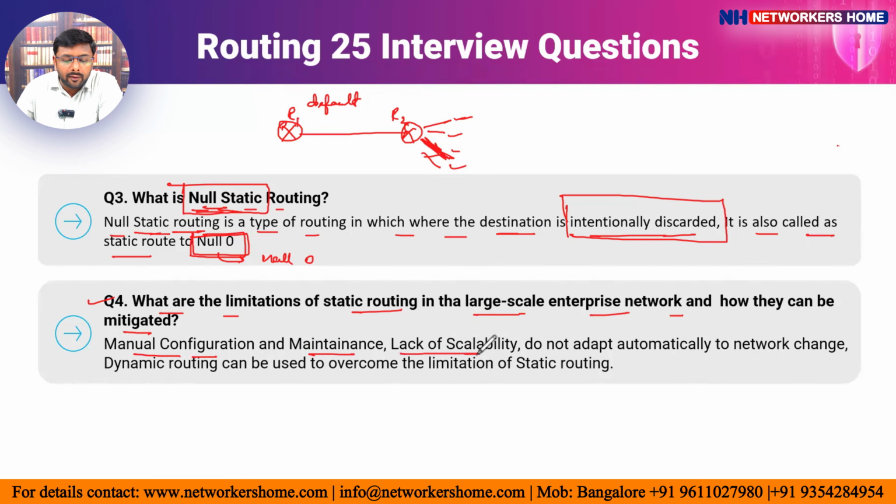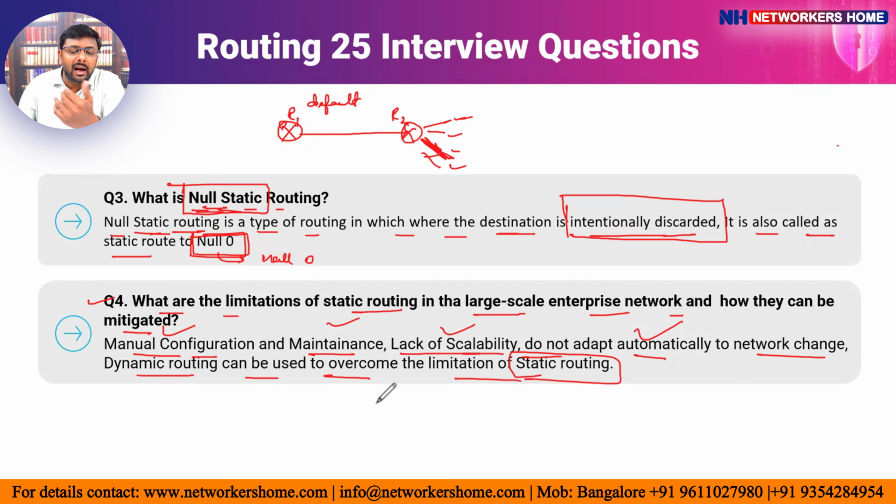It has a lack of scalability. It cannot be supported in a large network, because we cannot use static routing where we have lots of different devices. Then it does not adapt automatically to network changes. So it is manual. Dynamic routing can be used to overcome the limitations of static routing. So these are the limitations we can see: manual configuration, maintenance, lack of scalability, and no automatic adaptation.